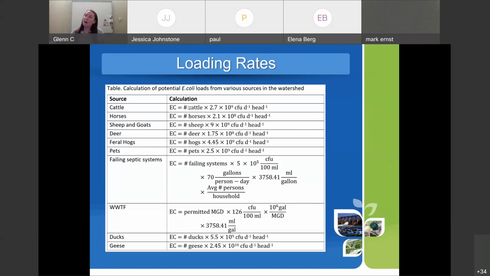For example, if you have 1,000 cattle and you multiply it by their fecal production rate per day, per head of cattle, then you'd come to what your E. coli loading rate would be. So you take the number of animals in a particular subbasin, distribute it across its limited land use in that subwatershed, and then you have your loading rate. Some of these sources differ by an order of magnitude, so you see 10 to the 9th or 10 to the 8th, but comparing cattle with pets, 2.5 times 10 to the 9th and 2.7 times 10 to the 9th, they are pretty similar. And so you'll find that pets and cattle are ranked high on our priority list to address.